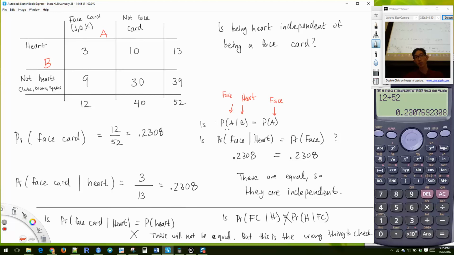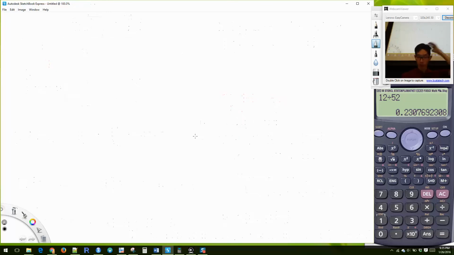Okay, so when you start off, say, is the probability of A given B equal to the probability of A? And then somewhere say, A is face card, B is heart, and then put those words in there, and then you'll have the right relationship to check. All too often on quizzes and things like that, I see people checking the wrong relationship, coming to the wrong conclusion. So don't do that. Okay, so that's to check if events are independent or dependent.